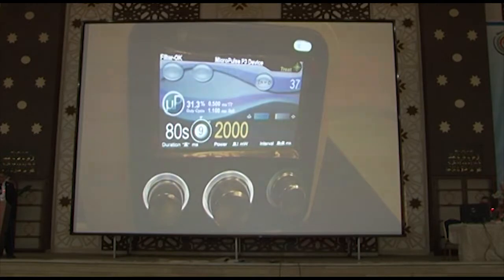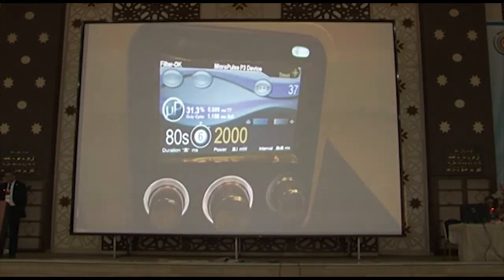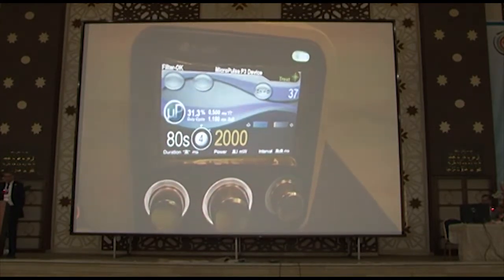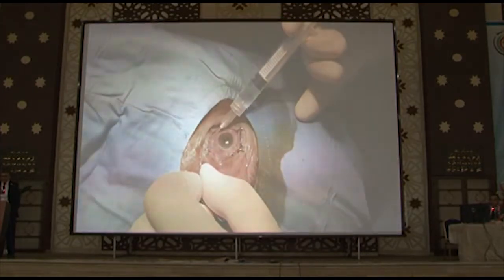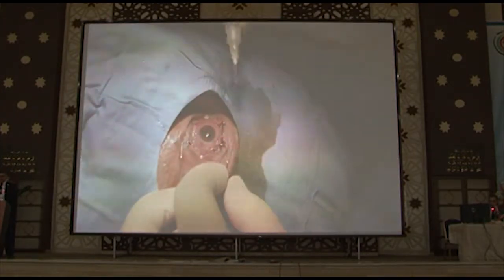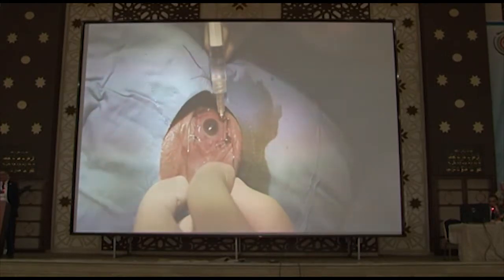This is the setting of the diode laser machine. Usually use from 50 to 90 seconds for each hemisphere, and the power usually 2000 milliwatts, increased or decreased according to the patient. Usually 10 seconds for each sweep. This is a subtenon injection of dexamethasone.